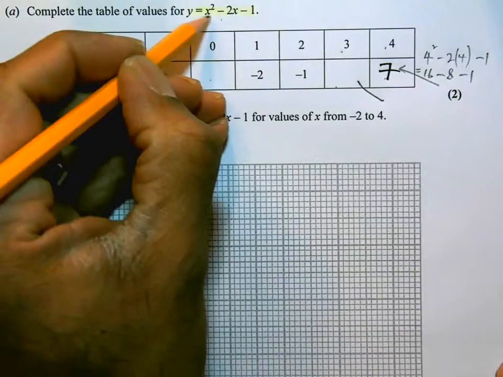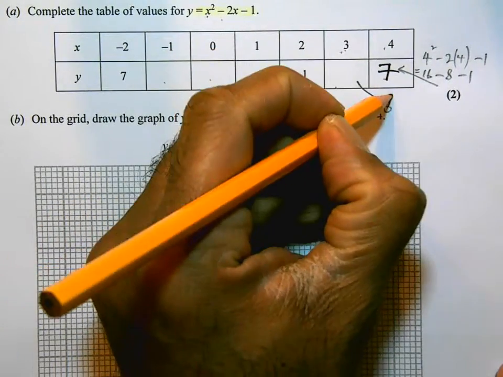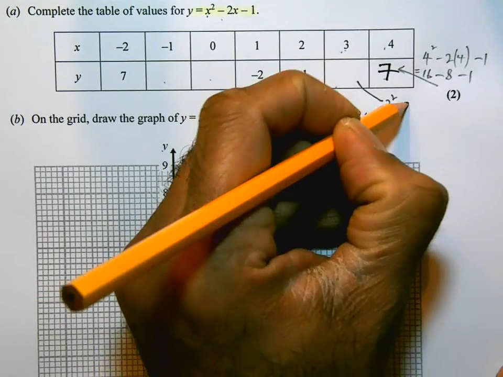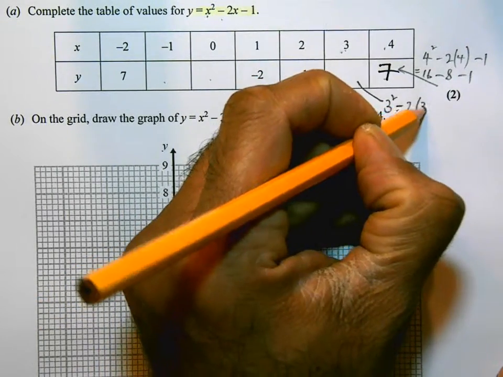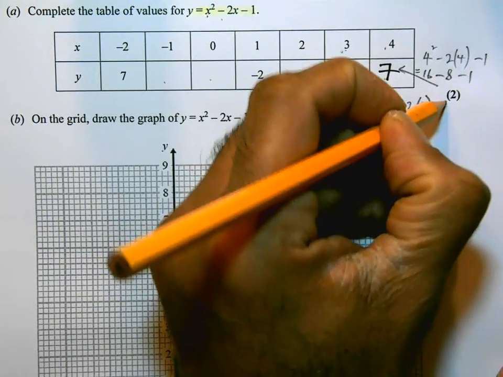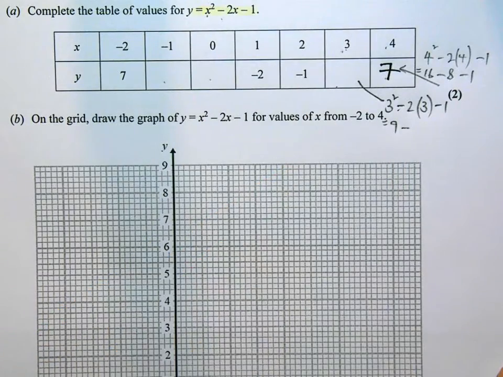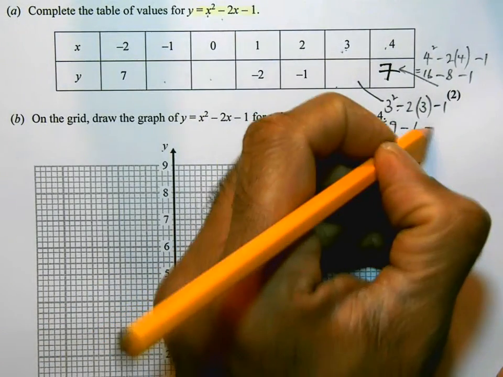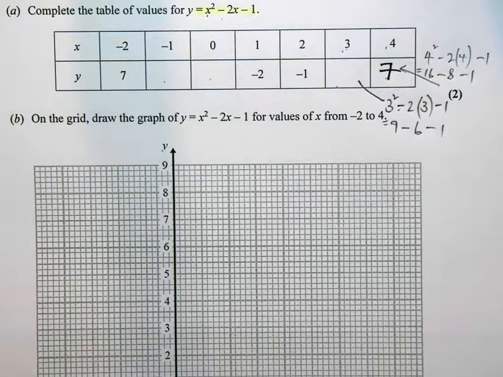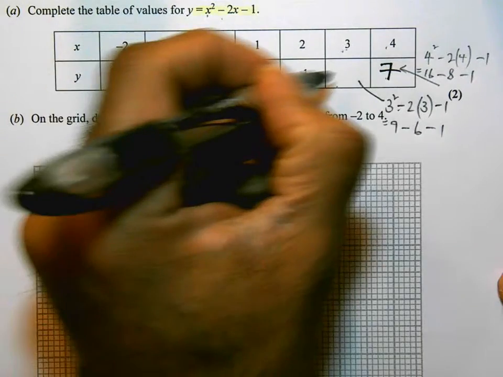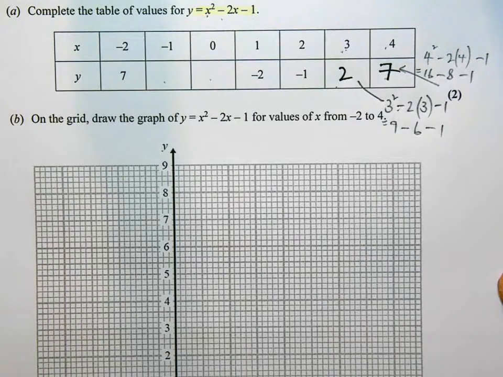I'm going to do this one now. X squared, so 3 squared. Take away 2 times x, and x is 3, and then just take away 1. Okay, so working that out, 3 squared is 9, 2 times 3 is 6, and then take away 1. And I need to do that maths. 9 take away 6 is 3, 3 take away 1 is 2. Okay, so that gets me that value there.